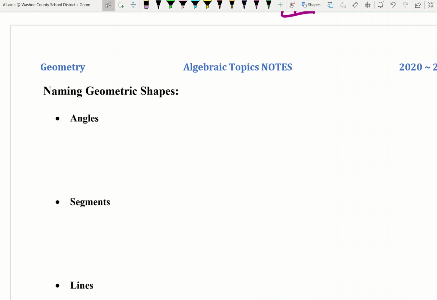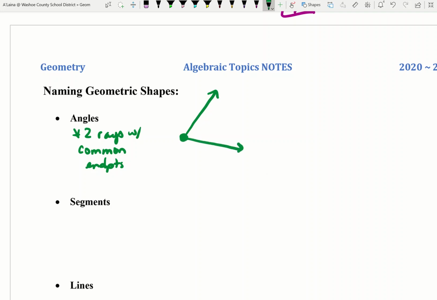You may have a general idea of what an angle is, but it might be hard for you to even describe or define it. But an angle is going to be two rays with a common endpoint. You've probably talked about rays in previous math classes, but rays start with an endpoint and then go off in another direction. If I draw a second ray and I use that same endpoint, then I've got an angle.